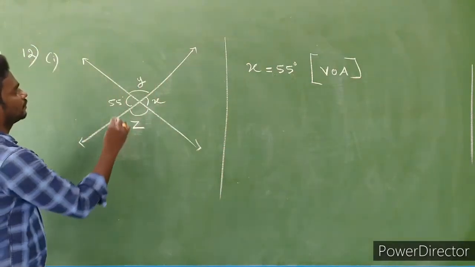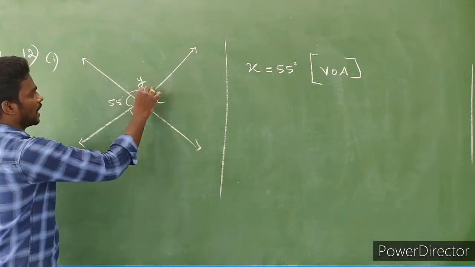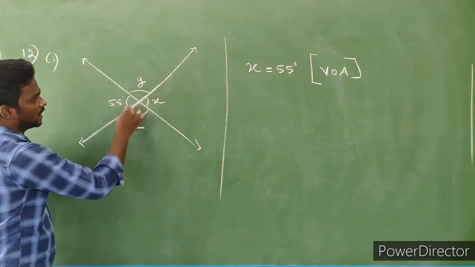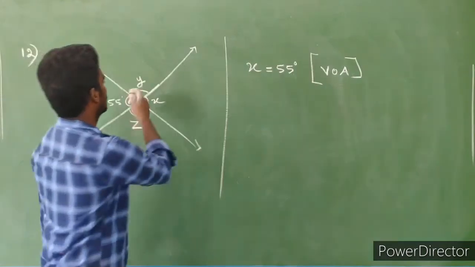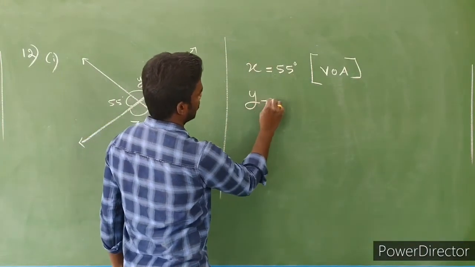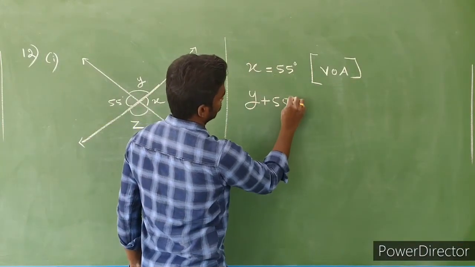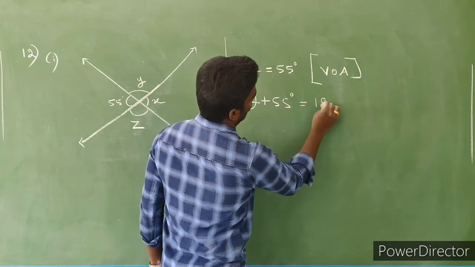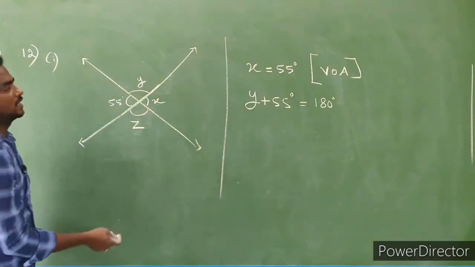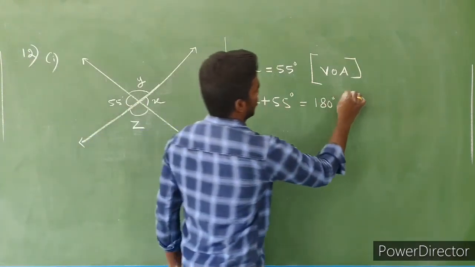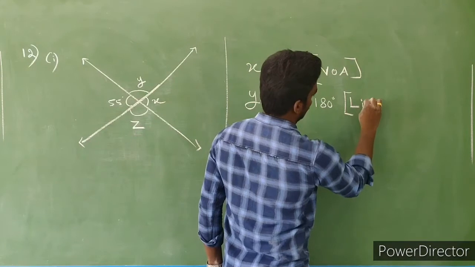Next, what is that? 55 degree and Y is called what is that? Linear pair. So, Y plus 55 degree is equal to what is that? 180 degree. Linear pair means the sum of these two angles is 180 degree. So, this is what condition? Linear pair.